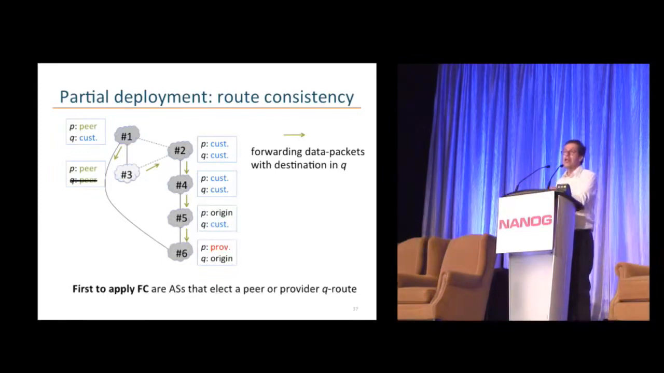And then among those that elect a customer route, they should filter top-down in the customer provider hierarchy. So a node should only apply the filtering code if its providers have already applied the filtering code. So AS2 is the one that has no providers there, should be the first one to apply the filtering code. The flow of packets remains the same. Then AS4, and then the flow of packets remains the same.